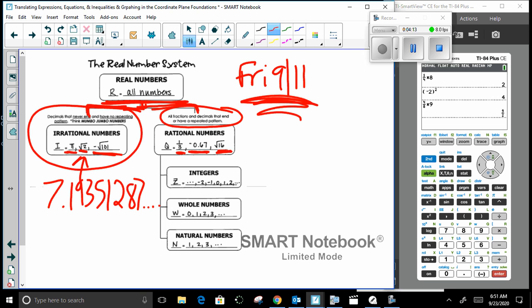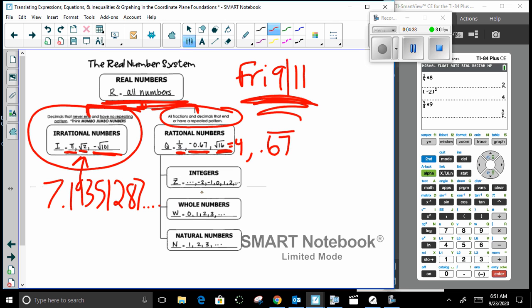The square root of 16. Why is that a rational number? What is the square root of 16? What number times itself gives me 16? And that would be 4. Since it's a perfect square, it's rational. Another thing that would be a rational number is a repeating decimal. 0.67, and I'm repeating that. That's going to repeat that pattern the whole entire time.